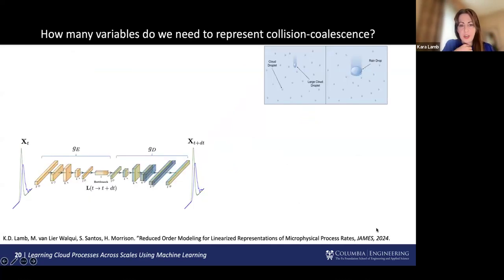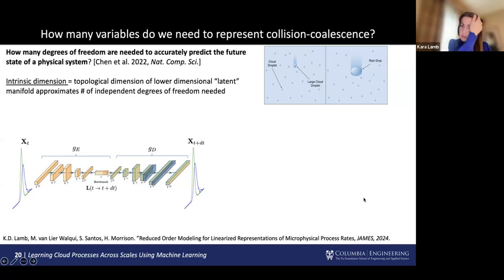Actually, first I need to ask how many variables do I need in that lower dimensional representation? Because that's effectively just a hyperparameter of this autoencoder type architecture. To do this, I looked at this idea that was developed by Chen et al. in this Nature Computational Science paper that was recently published, where they were looking at videos of dynamical systems and trying to learn how many degrees of freedom you would need in a model for that dynamical system to predict the future state of the physical system.